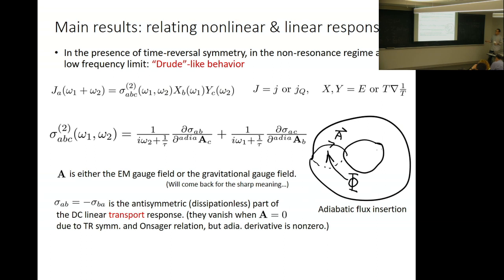But if you have temporal symmetry, this low frequency regime is dominated by this Drude contribution. And this anti-symmetric part vanishes when A equals zero due to time symmetry and orthogonal relation, but the adiabatic derivative is not.